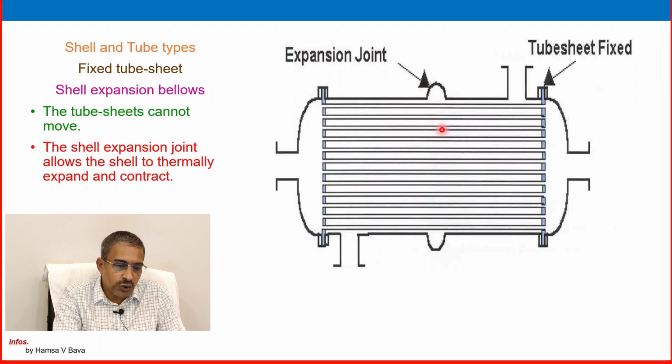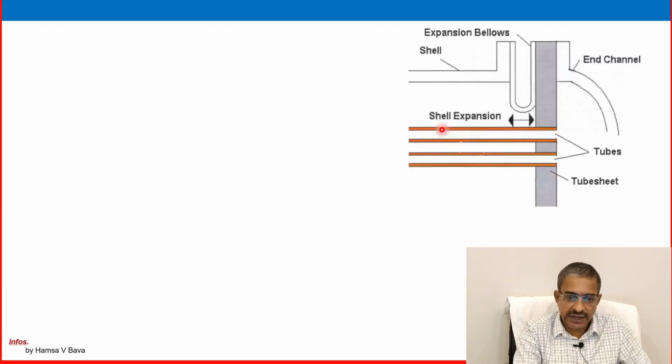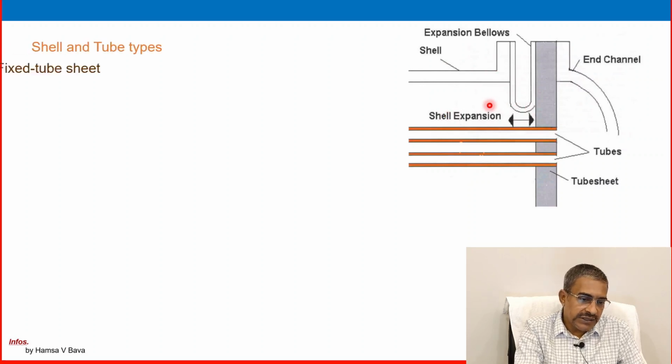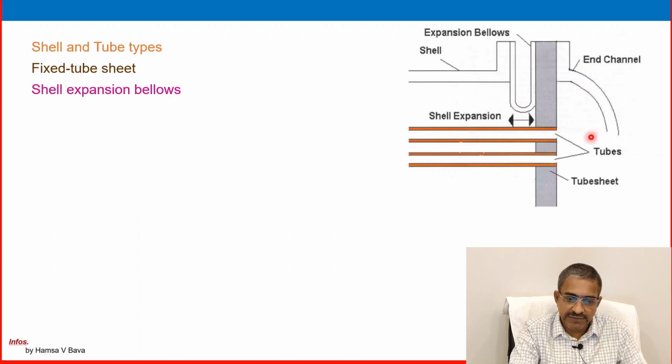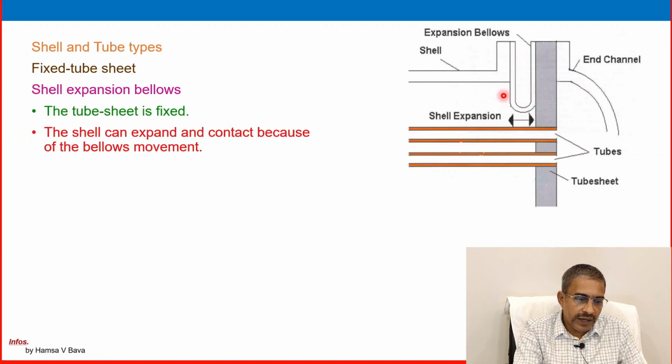Another type of fixed tube sheet, thermal expansion type. So it comes under shell and tube heat exchanger. Another one is not an expansion joint, it is an expansion bellows. It is connected on the shell side. The tube sheet is here and the shell expansion is there. Let us see how that is. Shell and tube type, fixed tube sheet, same like a fixed tube sheet. Shell expansion bellows are there, here it is, and the tube sheet is fixed. Okay, the shell can expand and contract because of the bellows movement. Here it will move like this one.